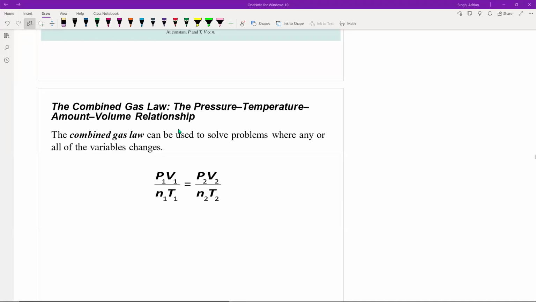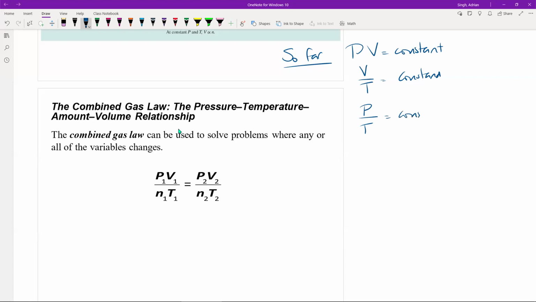Okay, so far we've seen several gas laws. We've seen Boyle's law, PV is equal to a constant. We'll just write them in terms of constants for right now. We've also seen Charles's law, V over T is equal to a constant. We've seen the P and T relationship, Amontons's law, P over T is equal to a constant. And then we've seen Avogadro's law, V over N being equal to a constant as well.